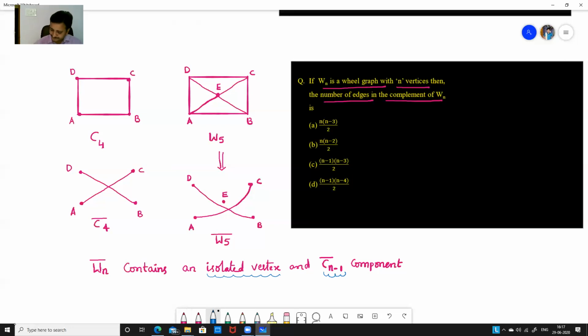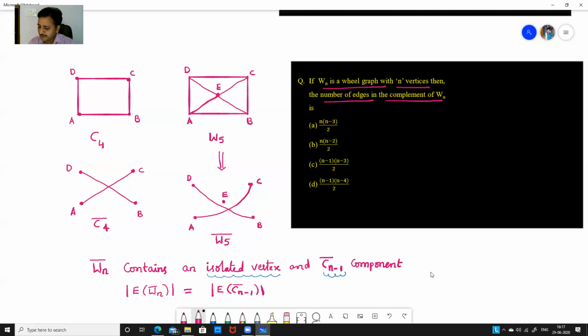Right? Therefore, here I can say the number of edges in Wn bar must be equal to the number of edges in the complement of Cn minus 1. Right? The number of edges in the complement of Cn minus 1, because an isolated vertex does not have any edge. Now, our duty is to find how many edges are there in Cn minus 1 bar. How many edges are there in Cn minus 1 bar? Observe how I'm going to find.